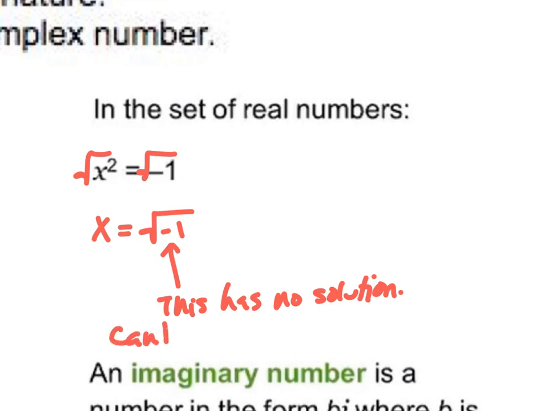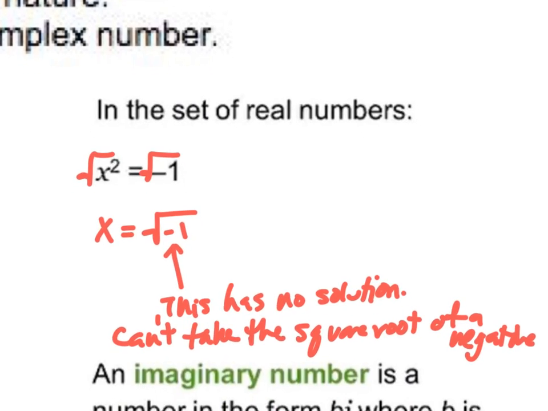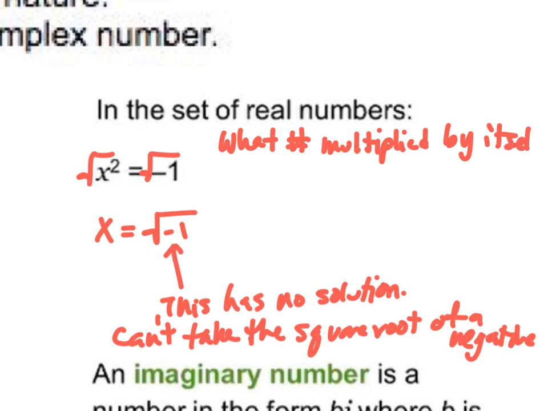So we can't take the square root of a negative, all right? Now, you have to ask yourself the question: what number multiplied by itself gives you negative 1?